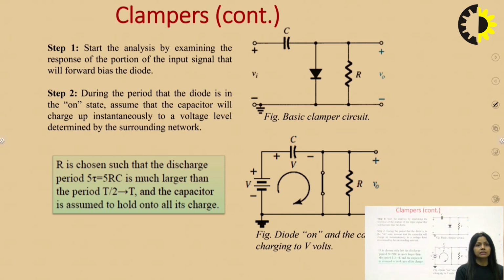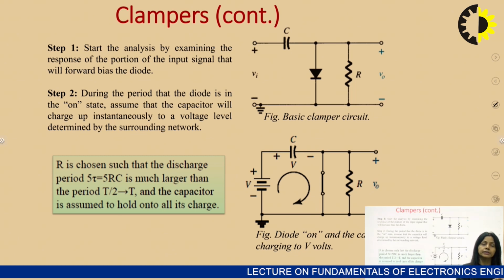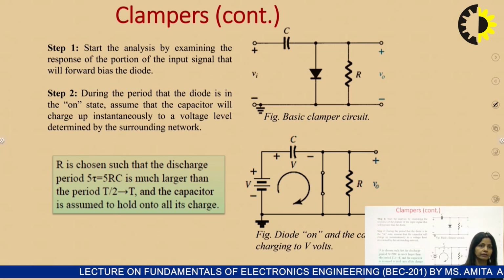And let the capacitor get charged when the diode is forward biased. This is one step you have to perform, and then get the output voltage. Start the numerical from that portion of the input waveform where the diode is forward biased, and let the capacitor get charged, right? And then calculate the output waveform, step 1. Step 1 is clear.